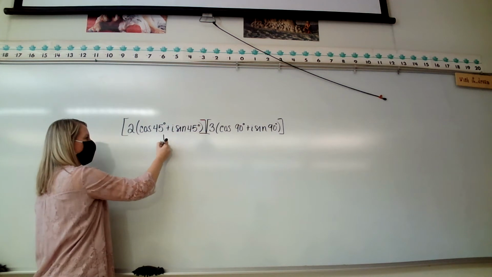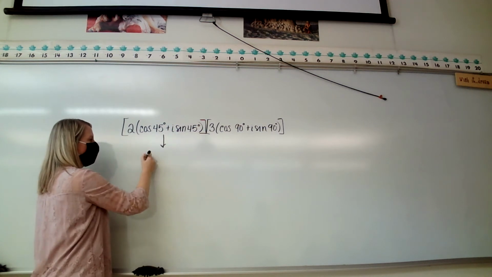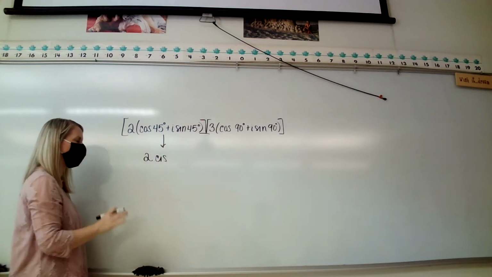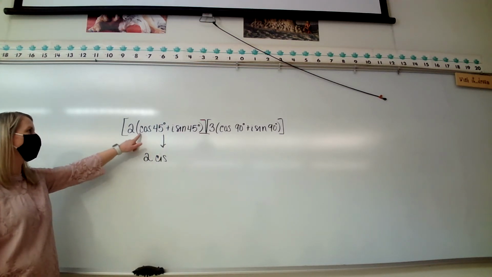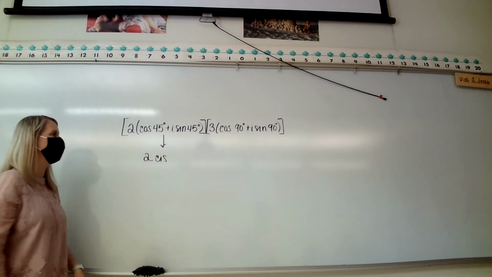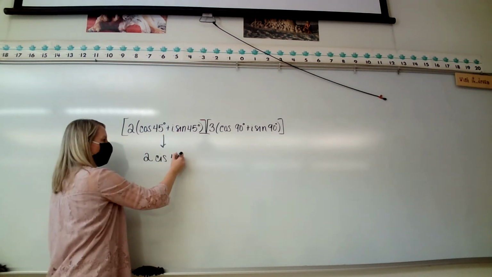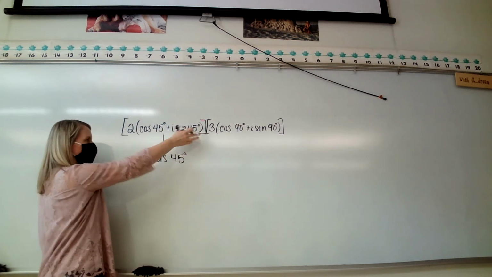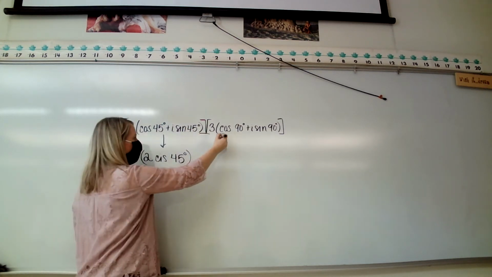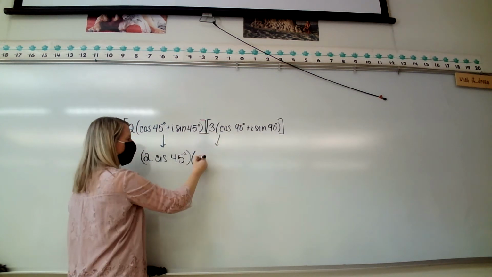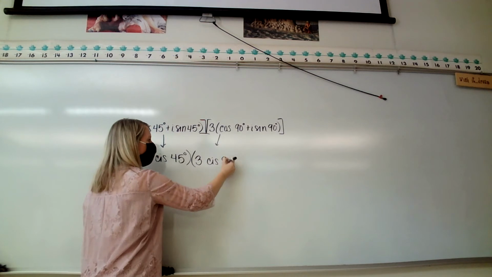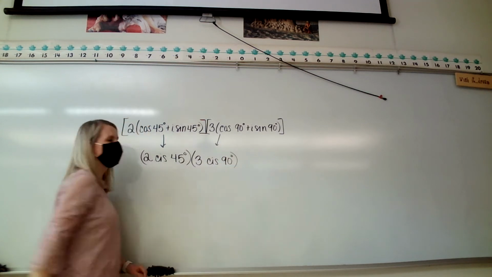So I'm going to rewrite this as 2 CIS 45, and just as a reminder, CIS is not a trig function. It represents the trig number cosine of the angle, plus I sine of the angle. So that's what that means, and then we put our angle. If I had to write this out a bunch of times, this way is definitely easier. And I'm going to multiply it by this one, which we're going to write as 3 CIS, and that angle is 90.